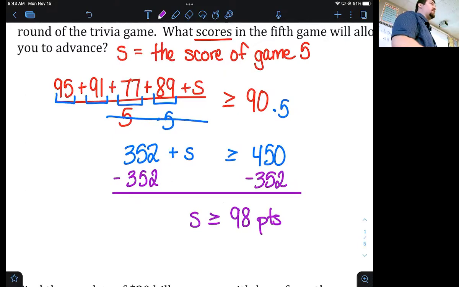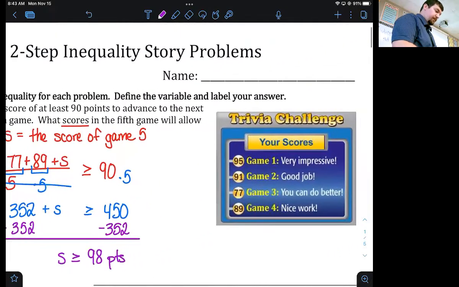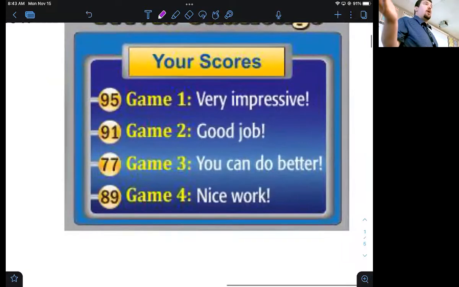Is it possible for us to do that? I don't know. I think so. We've scored 95. We haven't scored 98. So it'd take a lot to get that. That 1 game 3 kind of set us back there.